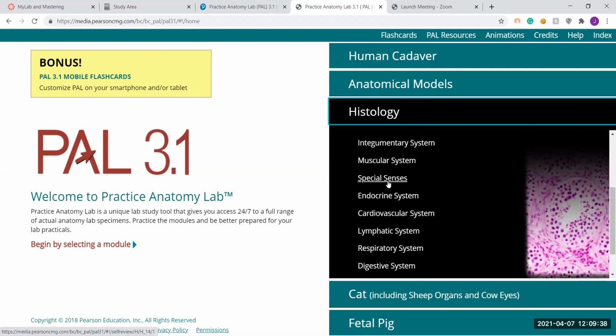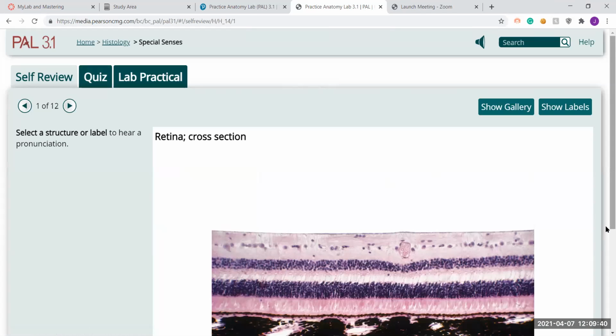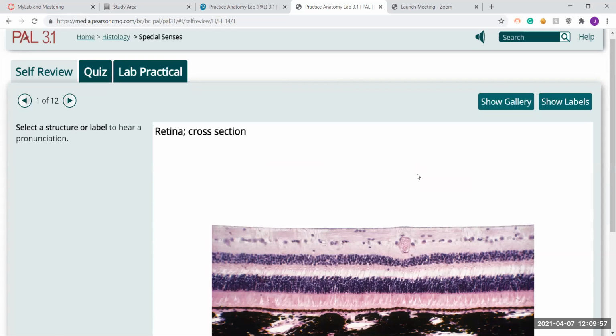Spatial senses histology. In the ear and in the eye, histology is only two things: histology of inner ear and histology of retina. That's what you have to focus on. Okay, so here is a cross section of retina.